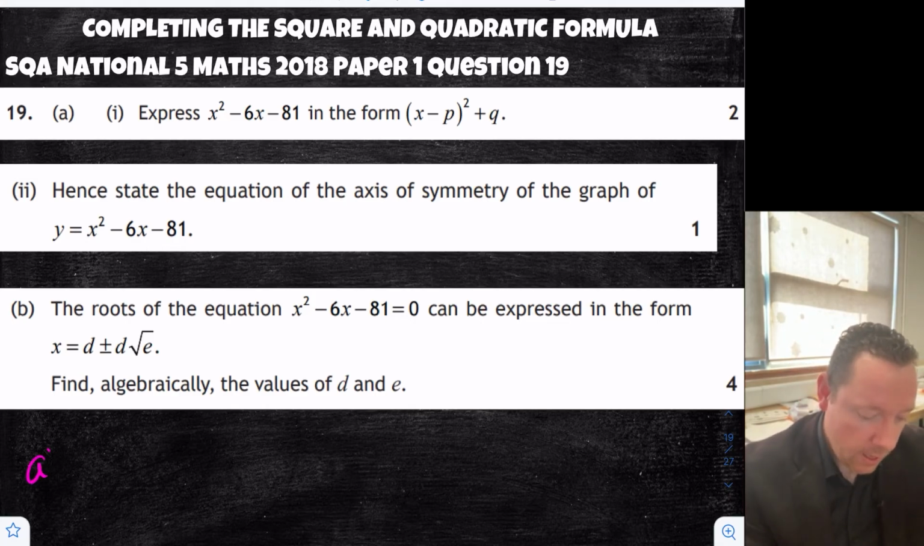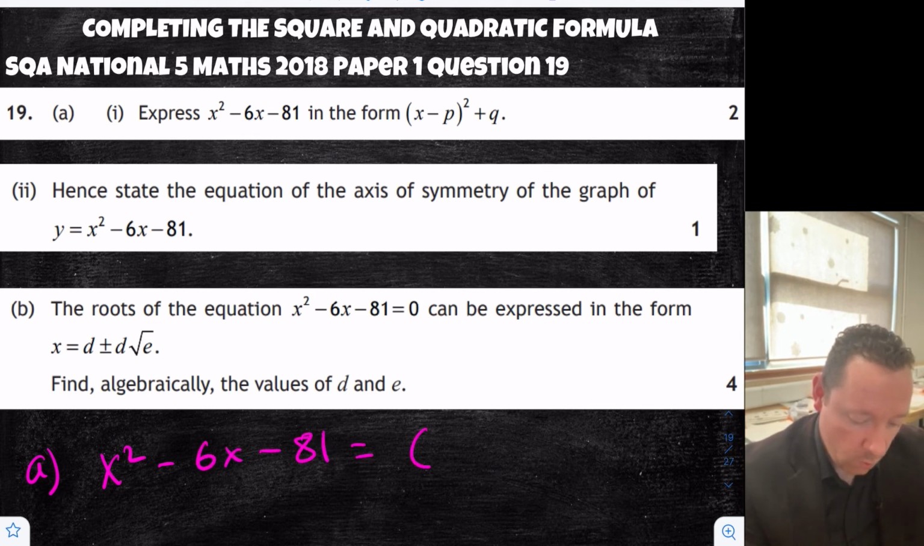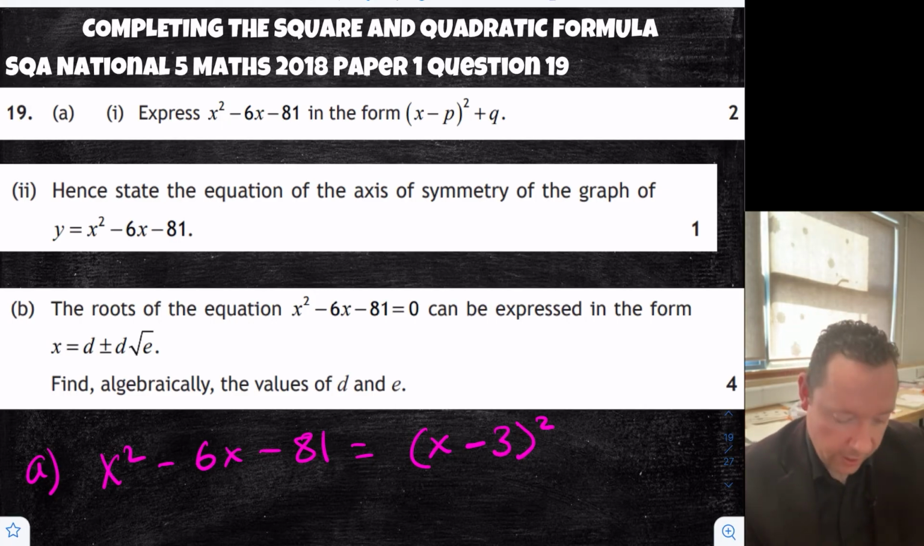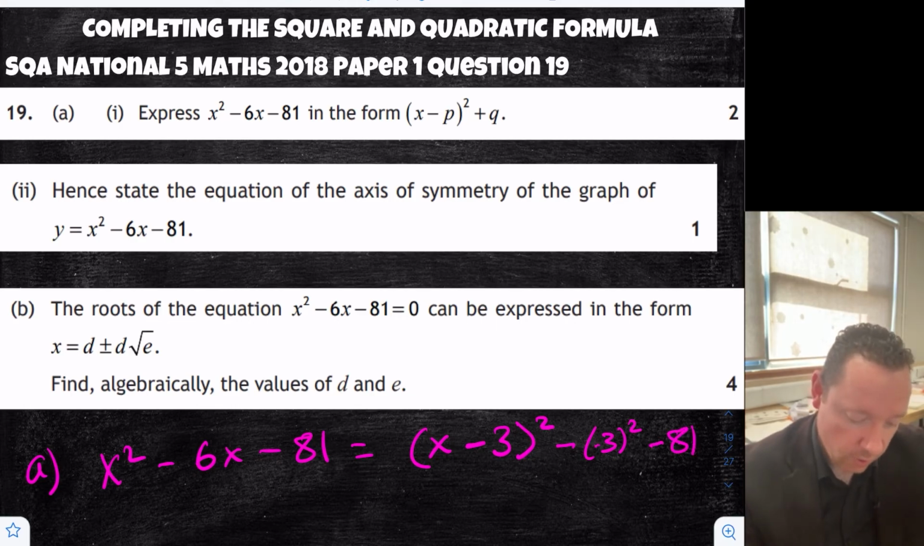Question A. I've got x squared minus 6x minus 81. So to complete the square, I go one bracket squared, x minus half the middle term, which is 3. Now, how do I get my numbers on the end? Well, I immediately take off that number squared. So technically, minus 3 squared. Then you're going to still take away 81 because that's hanging around on the end.